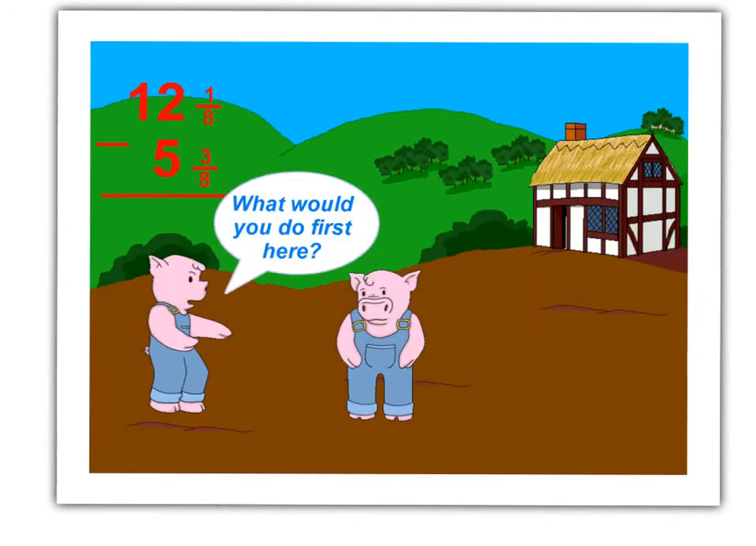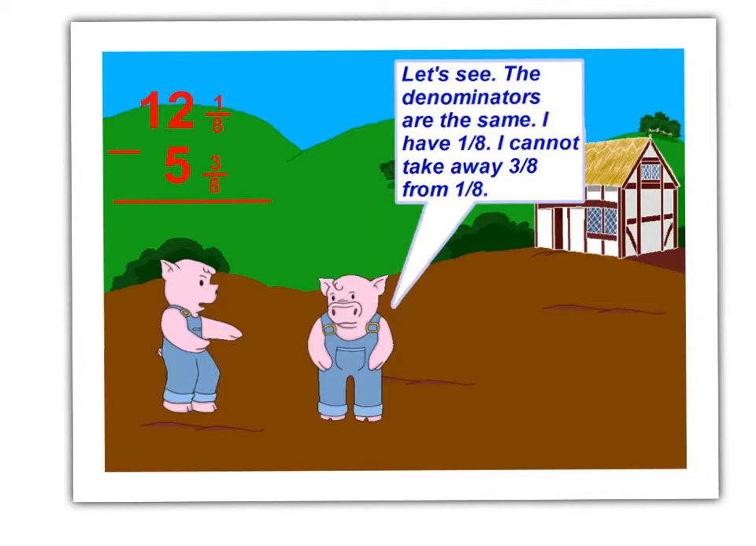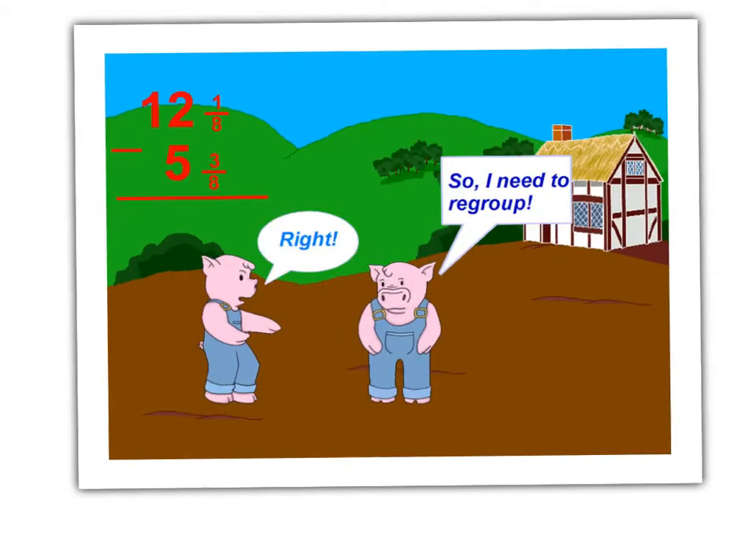Here, a little bit different. 12 and 1/8 minus 5 and 3/8. What do we do first? Well, we have denominators that are the same. They're both in eighths, so that's awesome. That's what we want. Okay, but I can't do 1 minus 3. I do have 12 minus 5, so again, I'll have to borrow. All right, let's regroup.